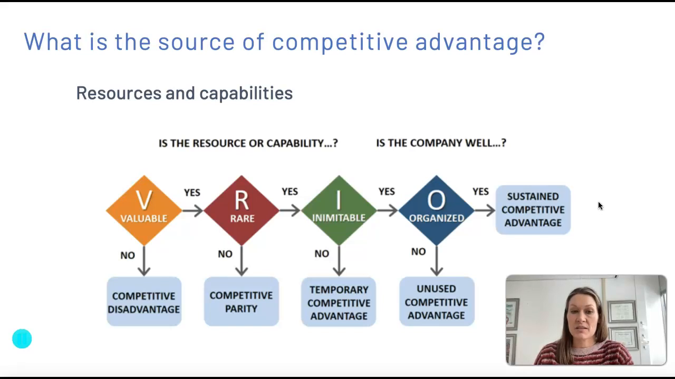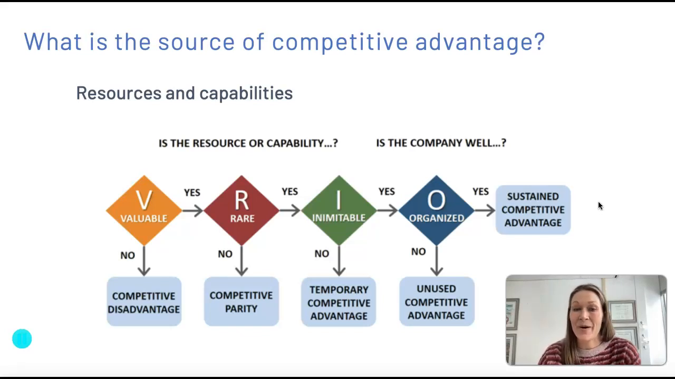You can use the VRIO model to understand if a resource or capability would lead to a sustainable competitive advantage. Whether you base your analysis on activities or resources or capabilities, you'll find that while the terminologies are different and the analysis is a little bit different, they oftentimes end up in the same place. To me, it's the difference between thinking about a firm as a bunch of verbs or a bunch of nouns. But either way, you need both to make a complete sentence.